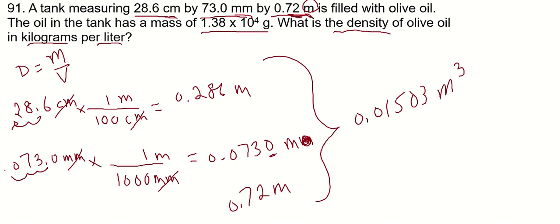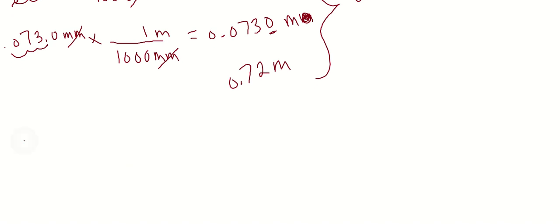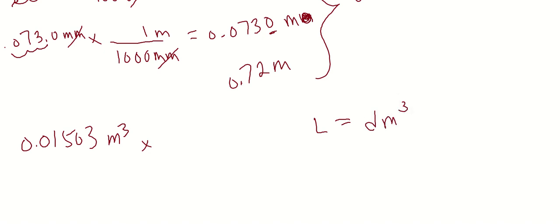Now, I'm going to just change that right to liters, because that's what we're going to have to do at some point. I'm already doing volume, so I'm going to finish it now. You could have gotten density and done another conversion factor later. All right, so I got 0.01503 cubic meters, and I'm going to turn that into liters. Now, if you don't know that a liter is equal to a cubic decimeter, then you're going to have to do some more steps.